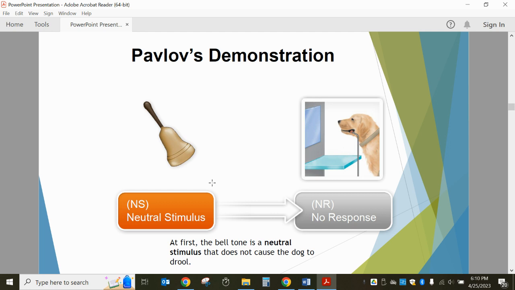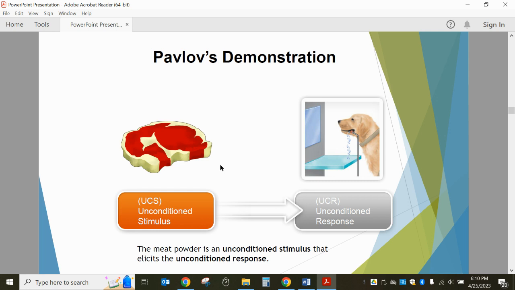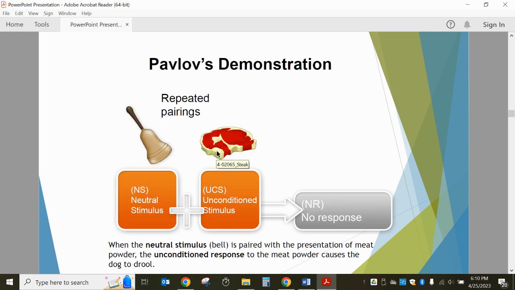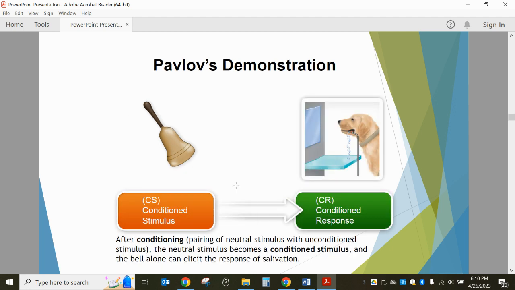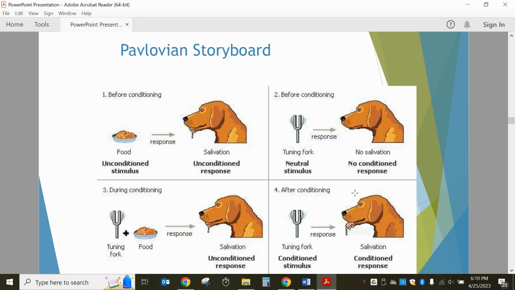He had a neutral stimulus. It was actually a tuning fork, and originally there was no response to the tuning fork. Then he had an unconditioned stimulus, which was meat powder, and that caused an unconditioned response of salivation. When Pavlov paired those together, the neutral stimulus with the unconditioned stimulus, initially there was not a response. But the more he paired them together, the dog would salivate to the tuning fork, because it had already learned to salivate to the meat powder. Eventually, the dog learned to salivate only to the bell, and salivation to the bell became a conditioned response.